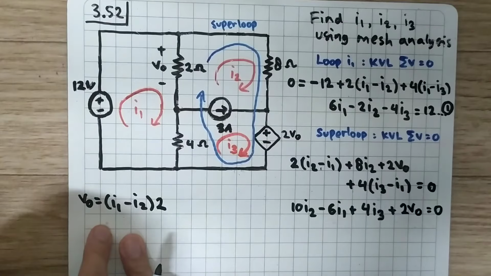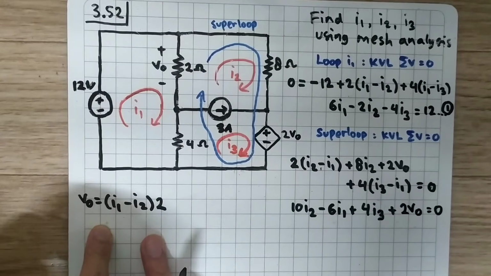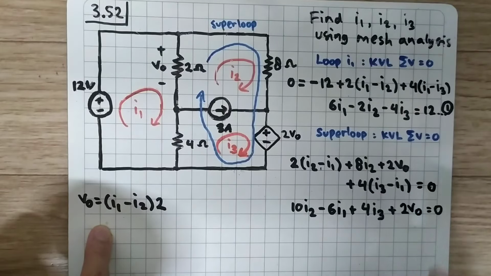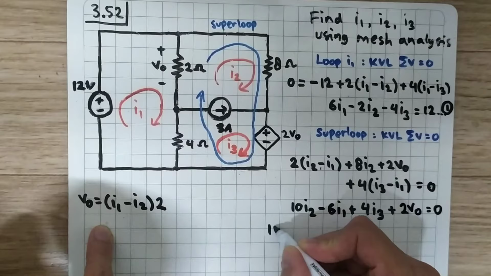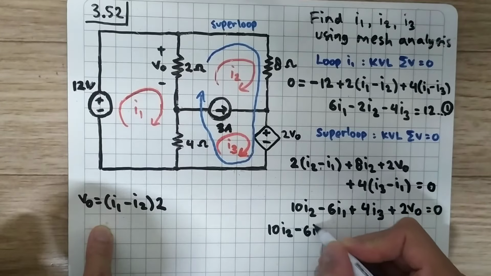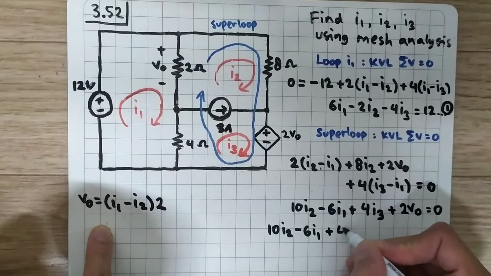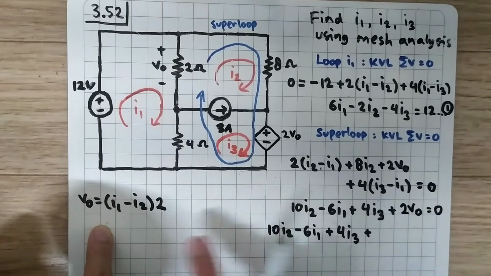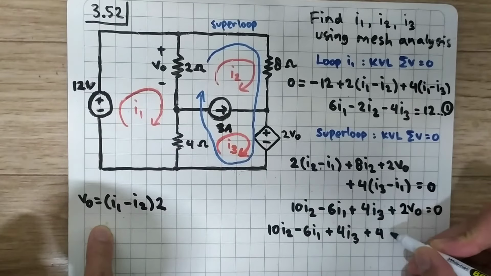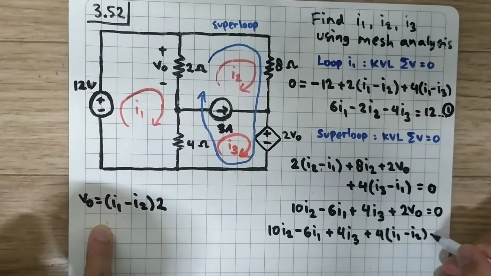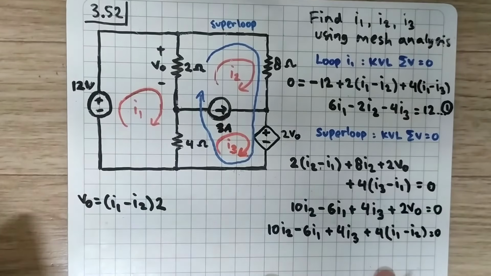So here we can plug this into this. So I will have 10 I2 minus 6 I1 plus 4 I3 plus 2 times 2 is 4, and here we multiply I1 minus I2, that will equal to 0.